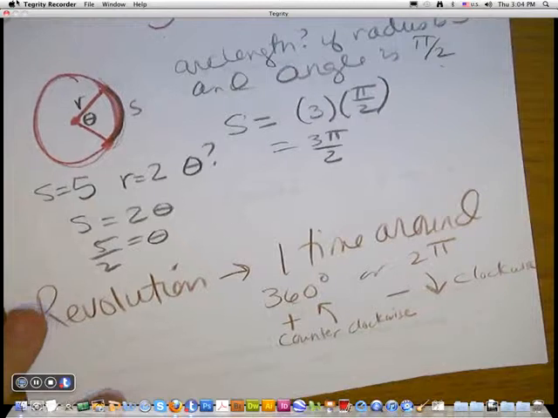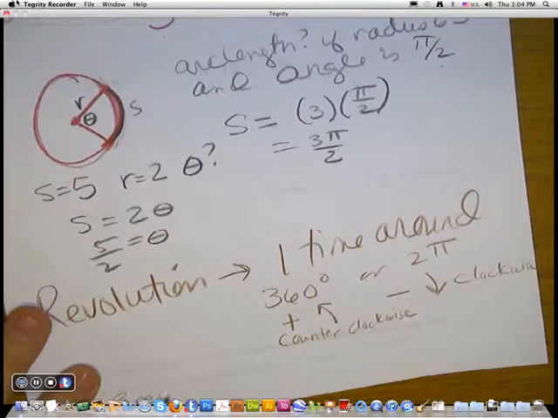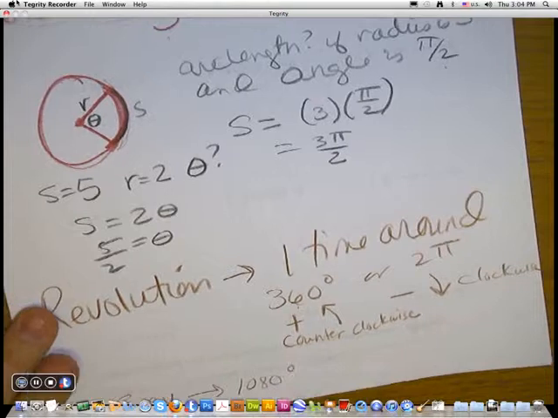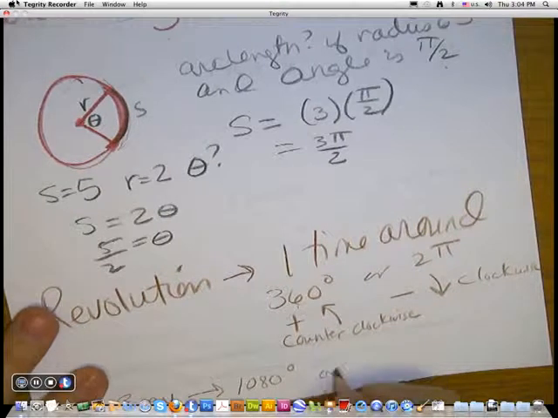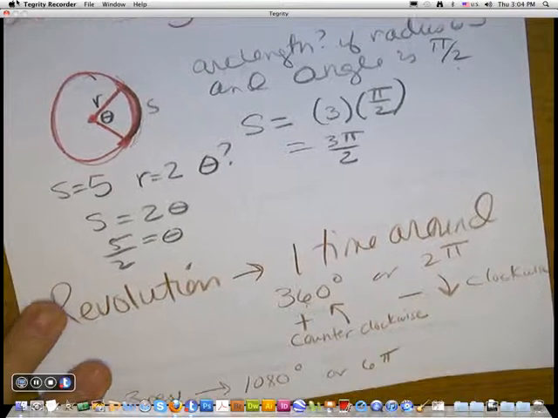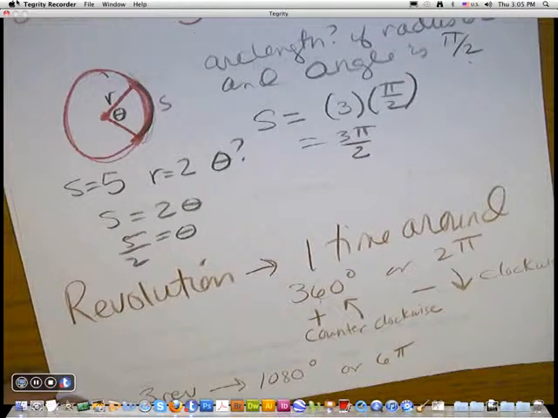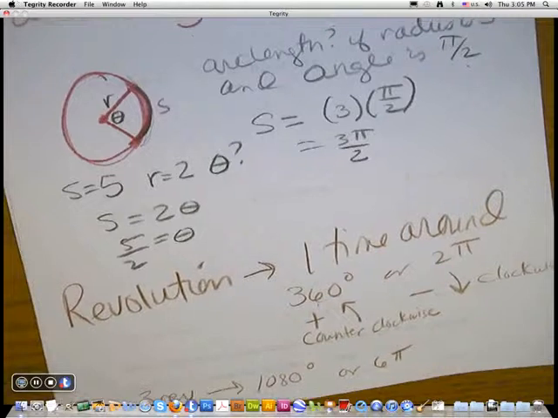All right. So if you did 3 revolutions, what did you do in degrees? Well, 3 times 360, 1080 degrees. And if that was radians, you went 6 pi. So that's all it's looking for when it asks for revolutions. And that is the second part of trig 1.